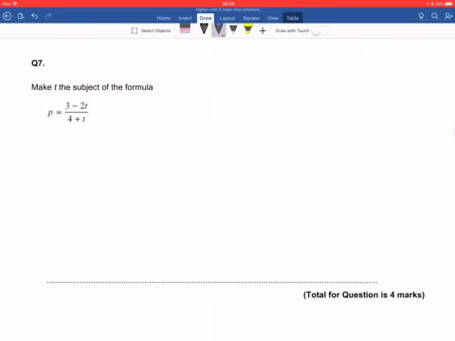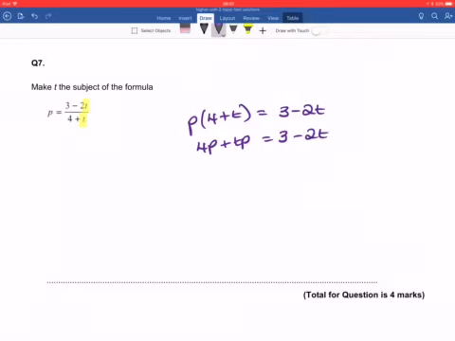Right, tricky one this, because I've got t's on both top and bottom. So first of all, multiply through by 4 plus t. So I get p times 4 plus t equals 3 minus 2t. That way I haven't got this nasty fraction. But I've still got t's on both sides, but I have to expand it out because I've got this p. So I get 4p plus tp equals 3 minus 2t.